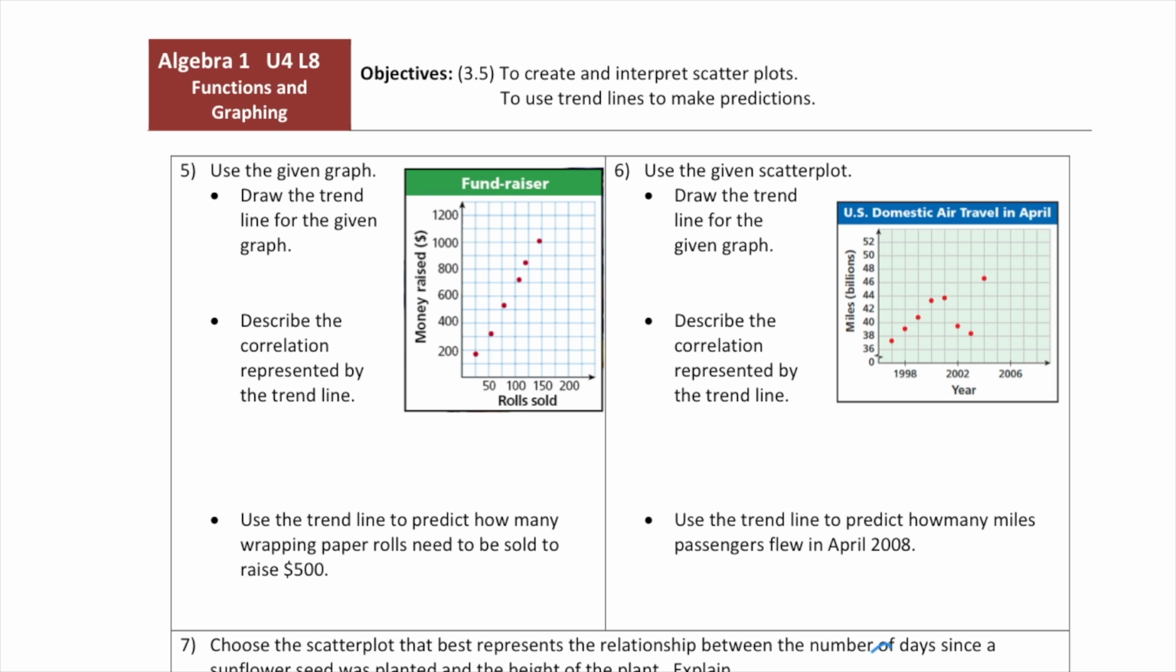For number 5, you are to draw your trend line. When you draw your trend line, hopefully you drew it through your points. Some of them are above, and some of them are below. Now, the question is, how many rolls of wrapping paper need to be sold to raise the $500? The money raised is your dependent variable. As we look at it, the number of wrapping papers that need to be sold looks like it should be around 75 according to my trend line.